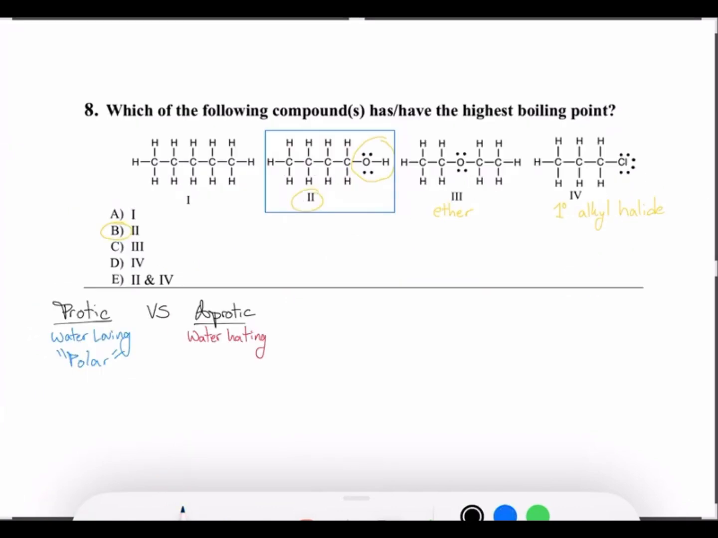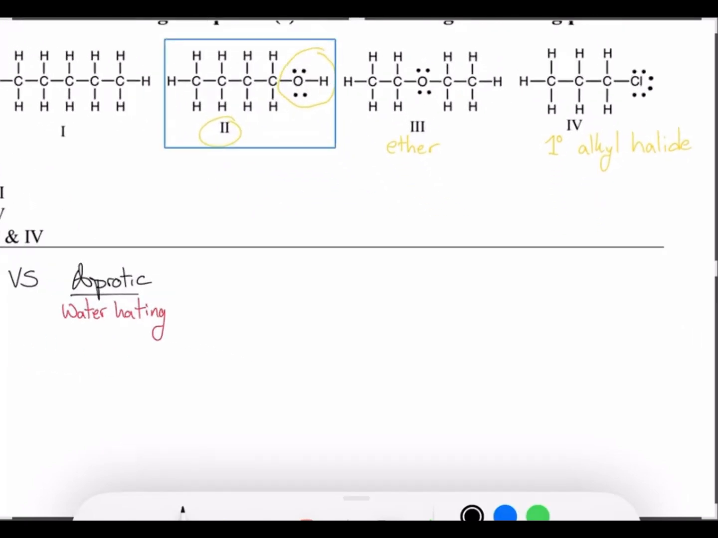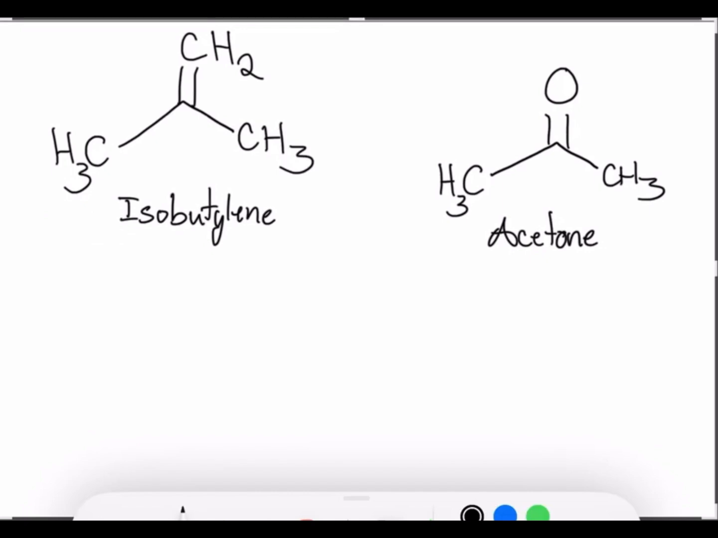Now, when we look at other compounds such as isobutylene and acetone, it kind of gives us a little bit of a different story. All right, so on the left we have isobutylene and on the right we have acetone. I want you to think about which ones are protic or aprotic and which one will have the higher boiling point and why, so please pause the video. All right, let's get into it.